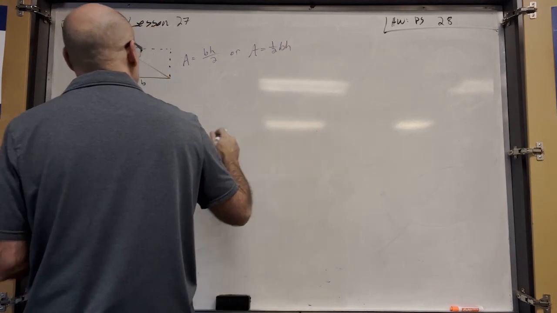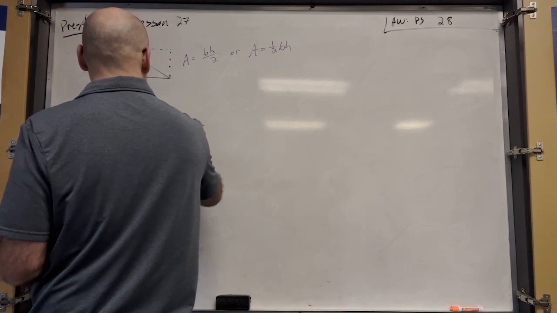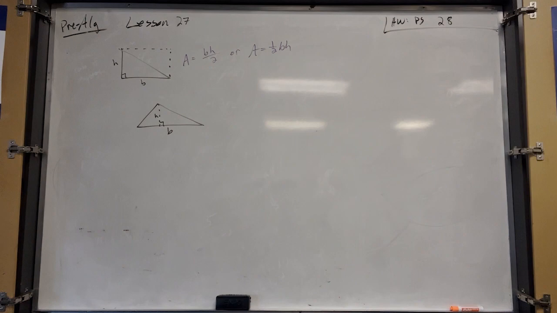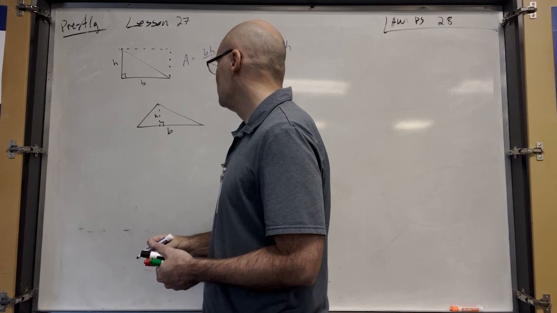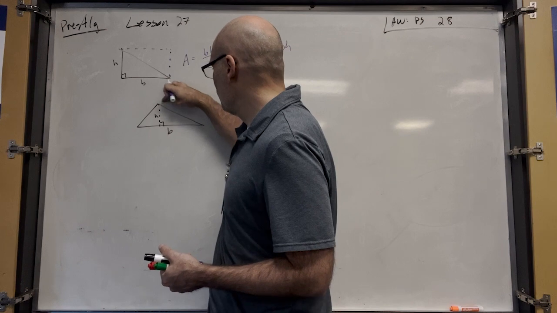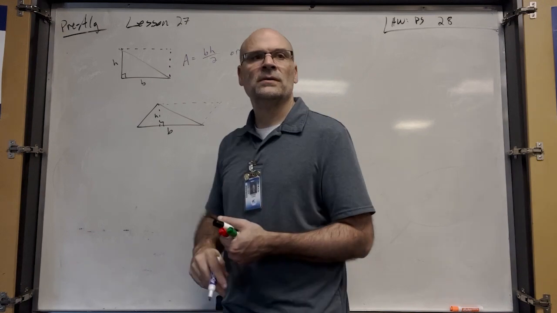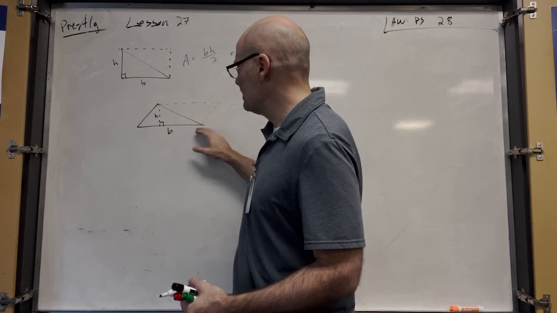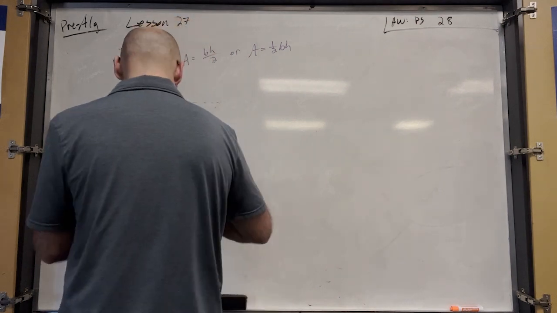Either one works. Even if the triangle is drawn like this, it's still base times height divided by 2, because you could technically form a rectangle out of this. If you put another one on top of that like this, and then I took this piece over here and moved it over there, it would still be a rectangle with base and height, right? So it's still base times height divided by 2.